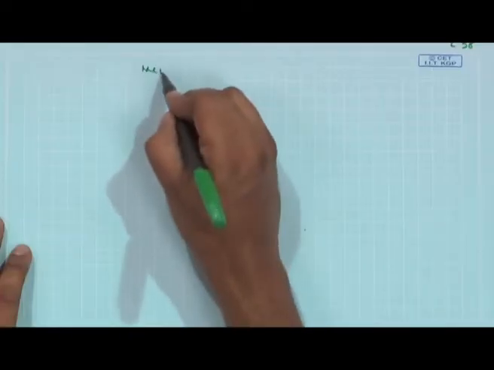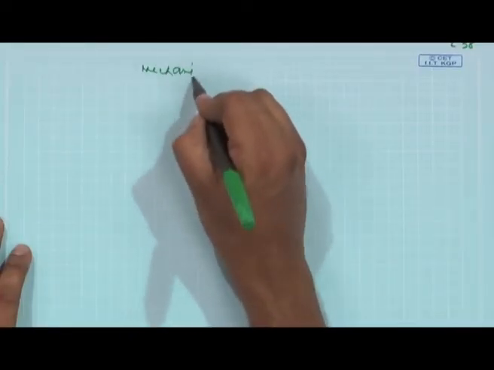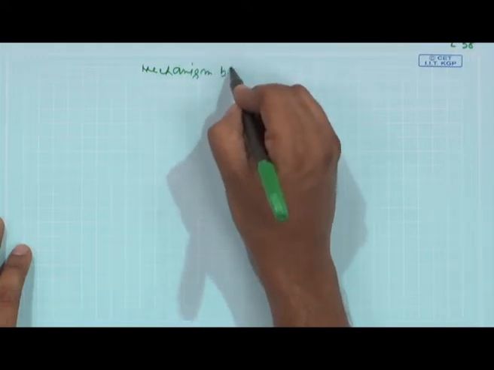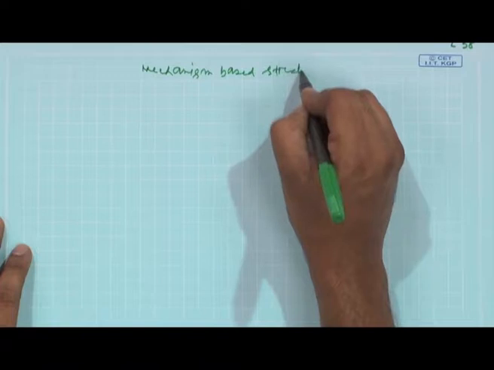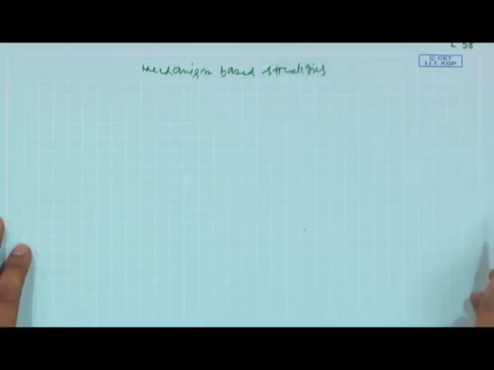Now, today we will be trying to give you similar kind of mechanism based strategies, which are basically, if you are quite sure about the mechanism of a key transformation, that will help you to design some retro pathway.